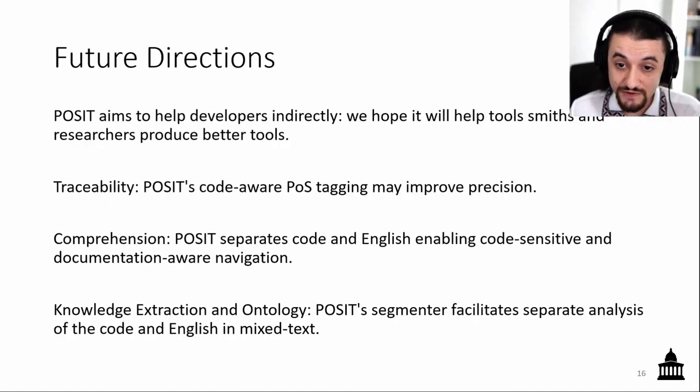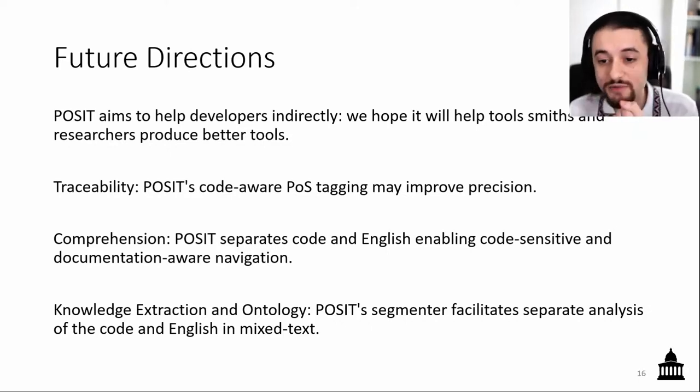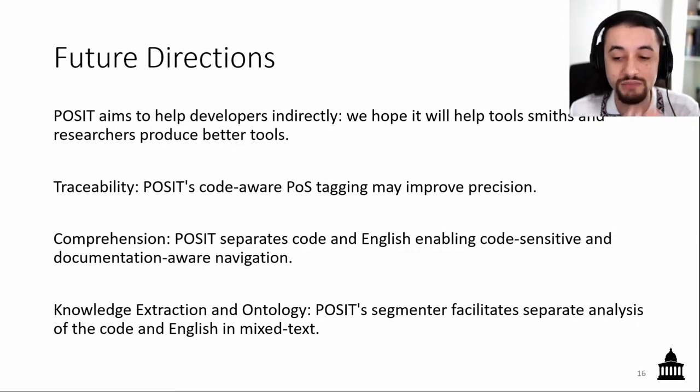To conclude, POSIT aims to help developers indirectly. We hope it will help toolsmiths produce better tools. Mixed text is ubiquitous in software development. Handling it well can aid tasks in traceability. POSIT's code-aware POS tagger may improve precision. For comprehension, POSIT's separation of code and English may speed and ease comprehension by enabling navigation that separately handles code and English. For knowledge extraction and ontologies, here too, POSIT's segmenter can offer the chance to analyze code and English in mixed text by different means.